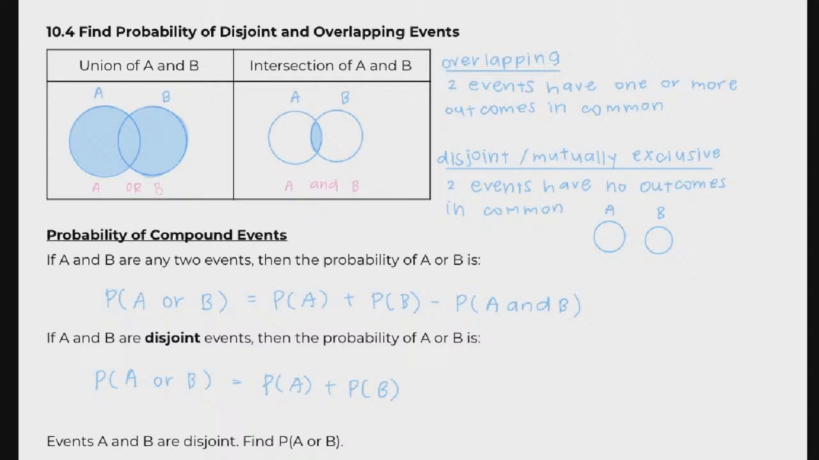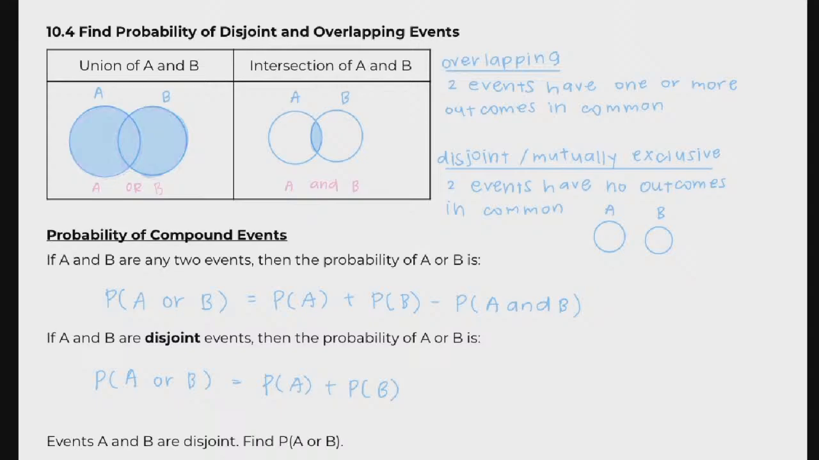To find the probability of compound events, if A and B are any two events, then the probability of A or B is probability of A plus probability of B minus probability of A and B. So probability of A would be this section here, and probability of B would be this section here. And if you notice, the part in the middle, the intersection, is repeated. So that's why we have to subtract that so it doesn't get counted twice.